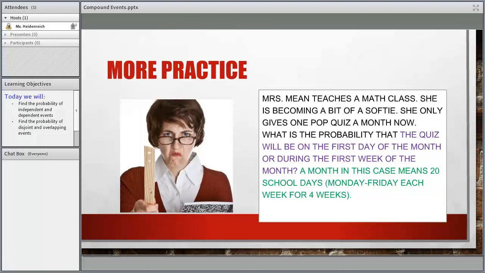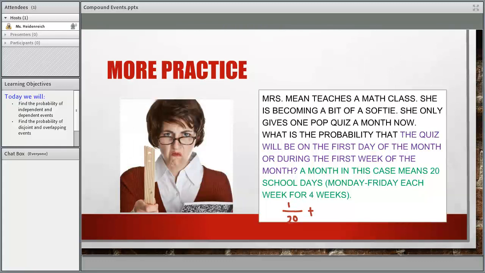So what's the probability that the quiz will be on the first day of the month? Well, there's only 1 first day of the month, okay? And how many days are there in a month? There's 20. Or it could happen during the first week. These are inclusive events. They're not mutually exclusive. They're overlapping because I could pick the first day or a day during the first week.